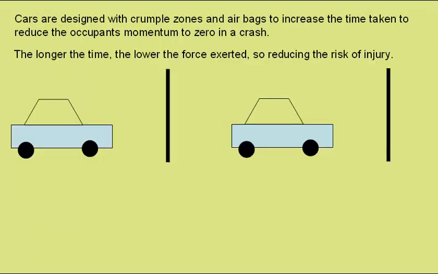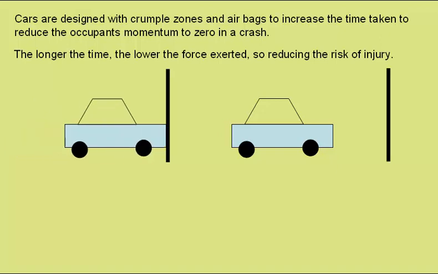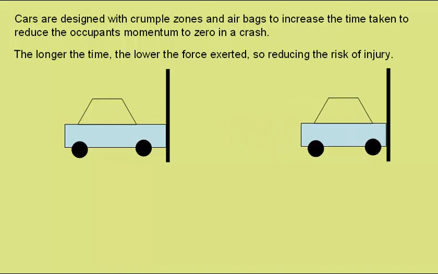Looking at another aspect of impulse, cars are designed with crumple zones and airbags to increase the time taken to reduce the occupant's momentum to zero in the event of a crash. The longer the time taken, the lower the force is exerted, so reducing the risk of injury to the occupants. The car on the left has no crumple zone, and so stops instantly on impact with the wall. The car on the right has a crumple zone, and so takes slightly longer to come to a rest. The longer it takes, the lower the force on the occupants, and so the lower the risk of injury.